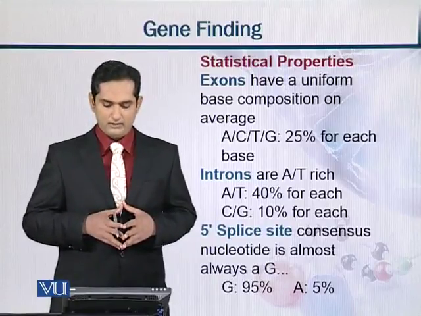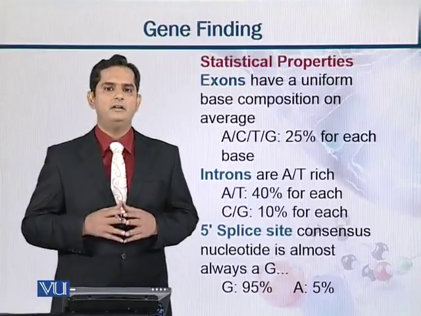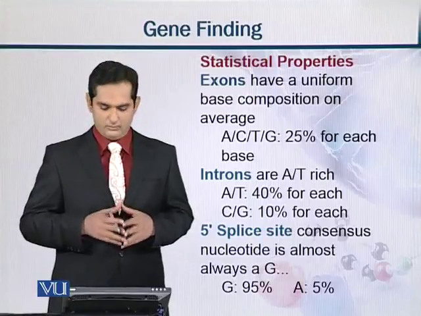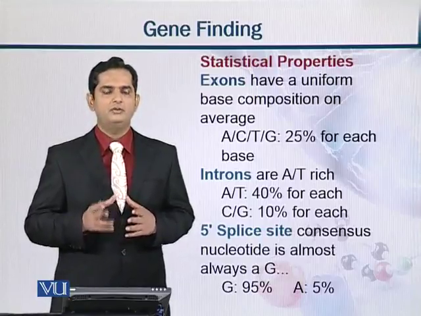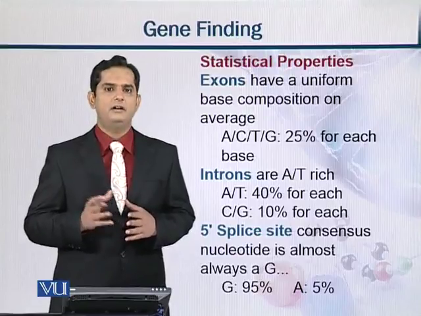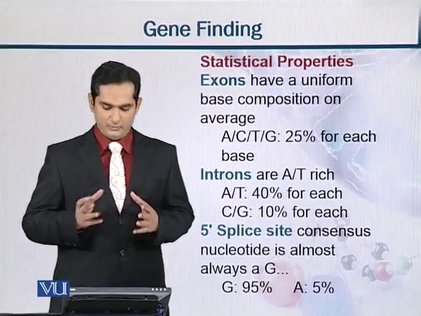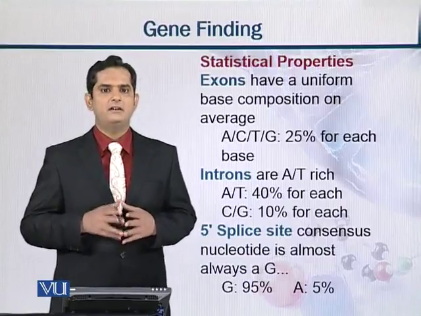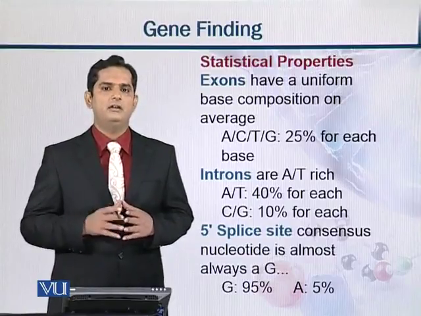For introns, on the other hand, A and T have high probability. They have 40% probability individually, and the remaining C and G both have only 10% probability. And then for the 5' splice site, the highest probability is for G, which is 95%, and the remaining 5% is for the A base.